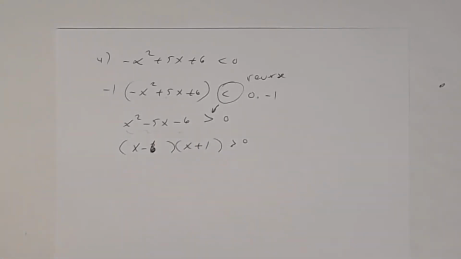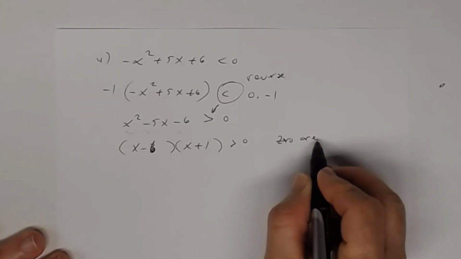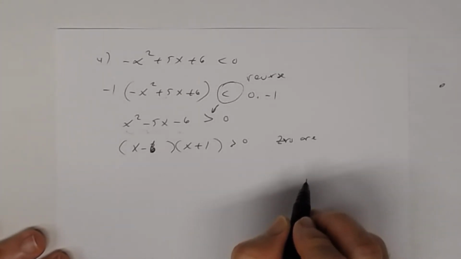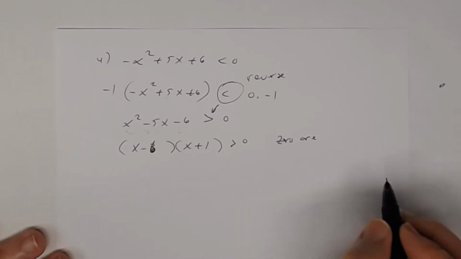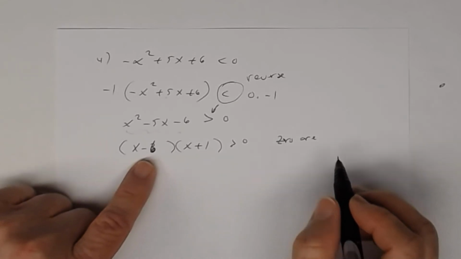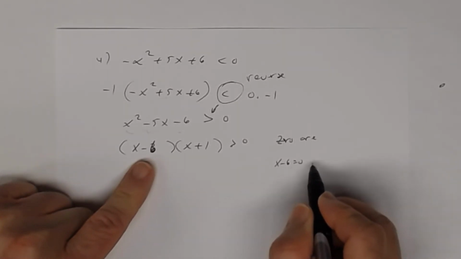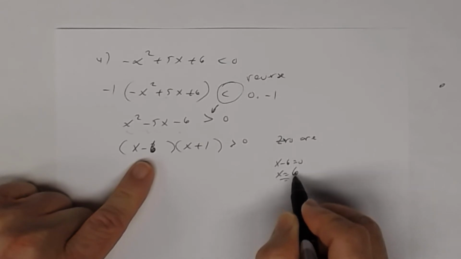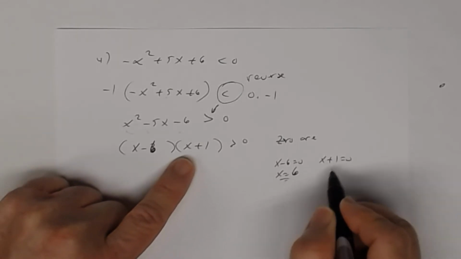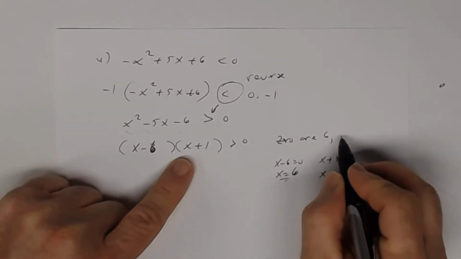Now remember, the next step is to find your zeros, or your critical numbers. So to find the zeros, or those critical numbers, or those boundary points, you set each of those two factors equal to 0. So you're going to say x minus 6 equals 0, so x is 6, right? You're going to say x plus 1 equals 0, so x is negative 1 when you solve for x. So my zeros are 6 and negative 1.